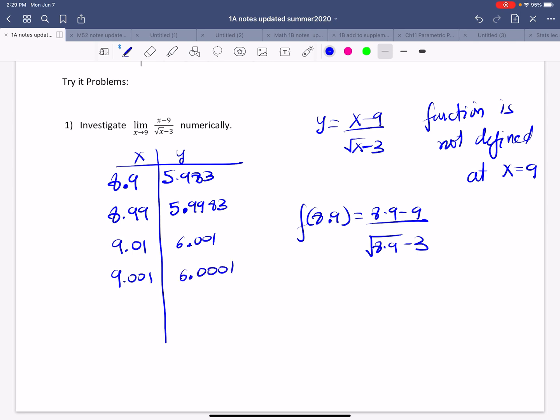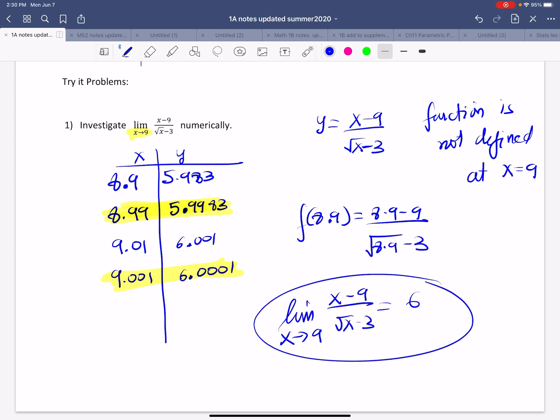And then we would have 6.0001. All right, so now I want to estimate the limit as x approaches 9, looking at which numbers are really close to 9. These are the numbers, and it looks like y is approaching 6. The y value is approaching 6 when x is getting really close to 9.